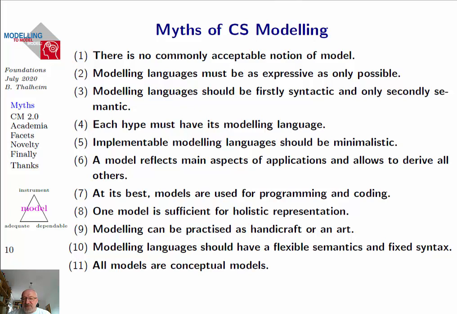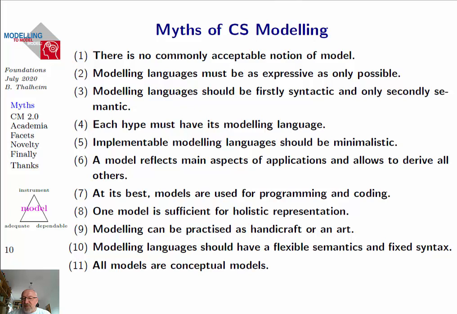At its best, models are used for programming and coding. Okay, also a code can be a model, but maybe it is a model that is not readable by everybody. One model is sufficient for holistic representation. That is already a pretty difficult part.